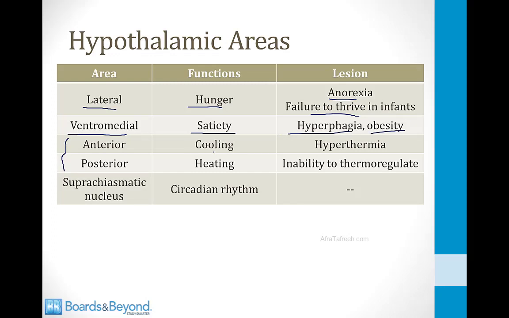The anterior portion is responsible for cooling the body off, so this section of the hypothalamus leads to vasodilation of vessels in the skin so that heat will be lost, and if you have a lesion here, you will have hypothermia because you won't be able to cool your body effectively. In contrast, the posterior portion of the hypothalamus is responsible for heating, so this leads to vasoconstriction of vessels so that heat is retained, and if you have a lesion here, you won't be able to heat up to the normal body temperature, and there will be an inability to thermoregulate.